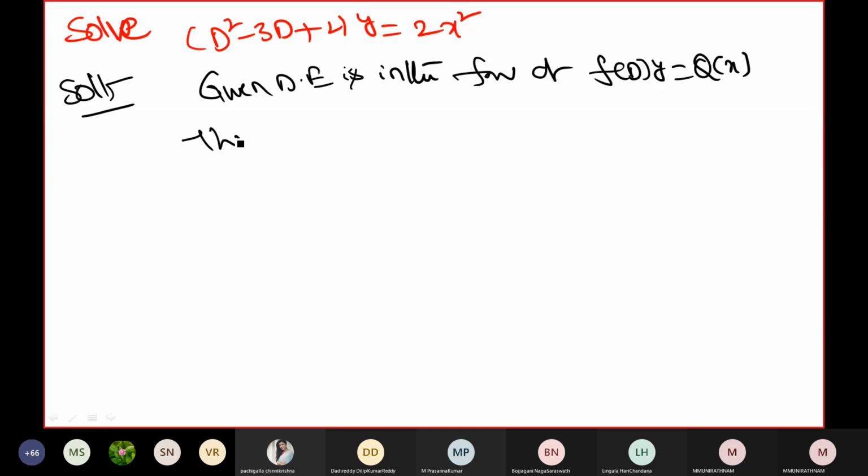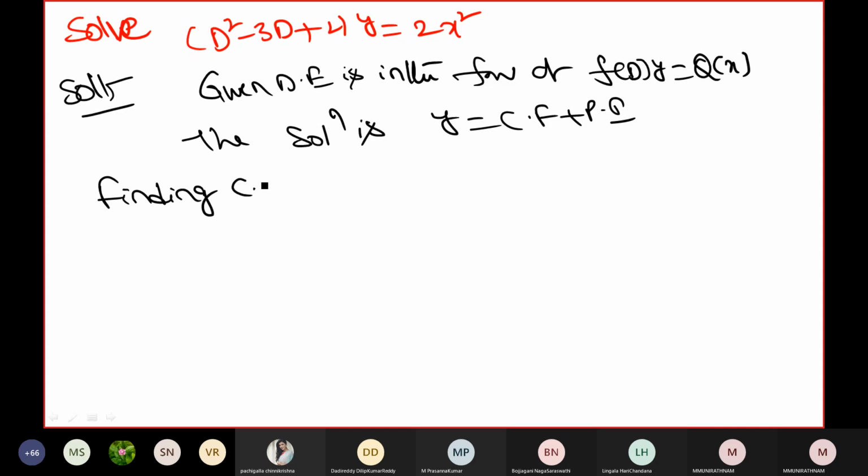So the solution of this is CF plus PI. So we need to find CF. What is CF, anyone? For this, we need to consider only the homogeneous part.